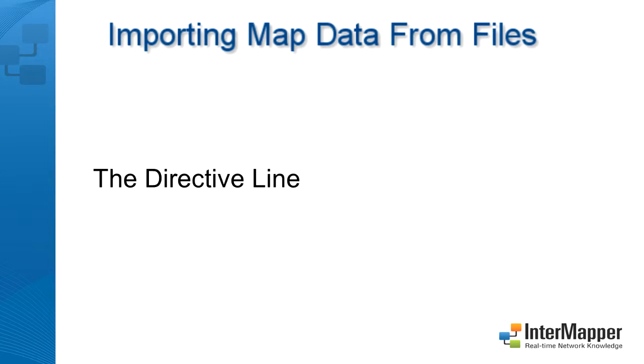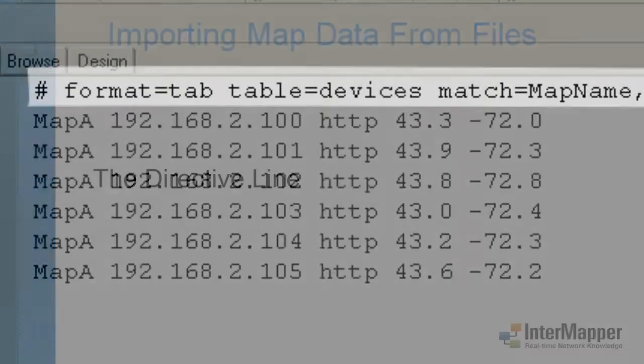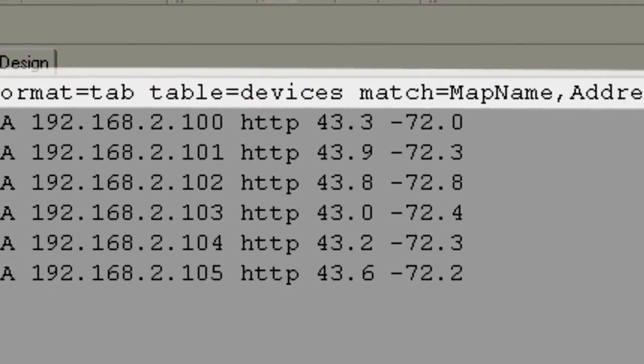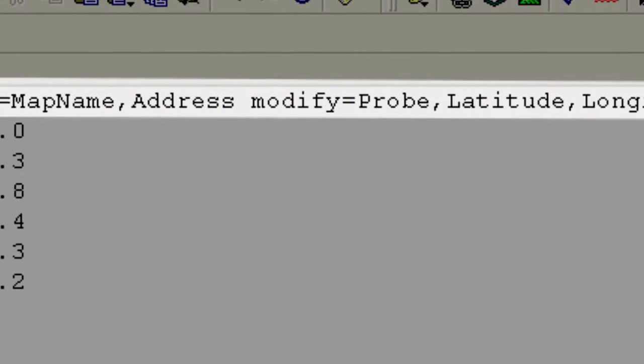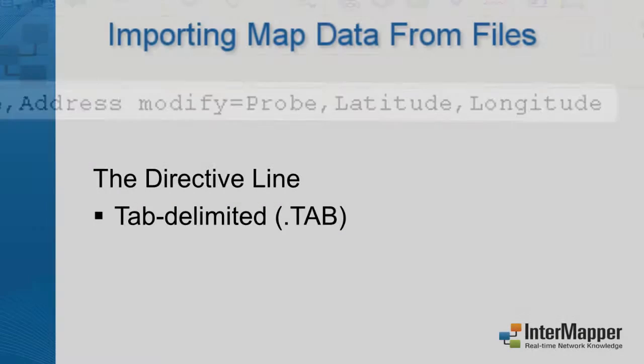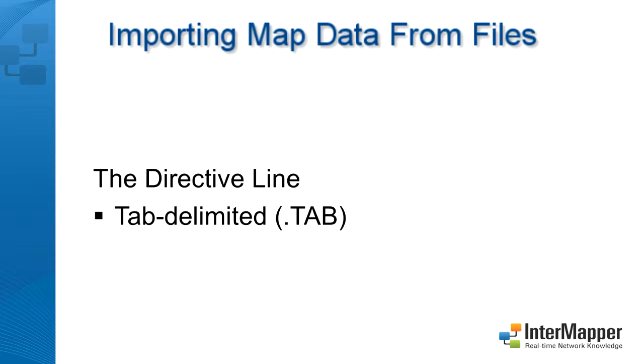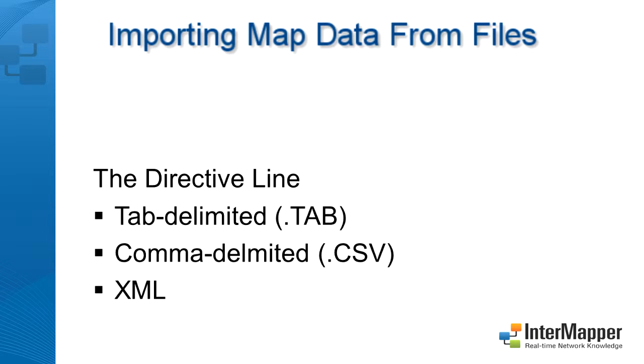The other format uses a first line called the directive line to specify the contents of the following lines. While this format can be used for inserting new devices, it is the only way to update information about devices through an import file. This file can be in tabbed or comma delimited format, or can be an XML file. Tabbed or comma delimited files can be created in a spreadsheet program. Export an XML file to see an example of the format.